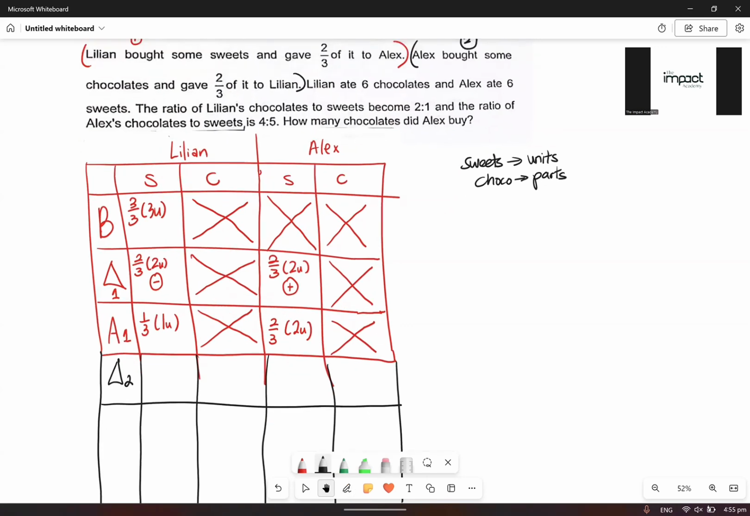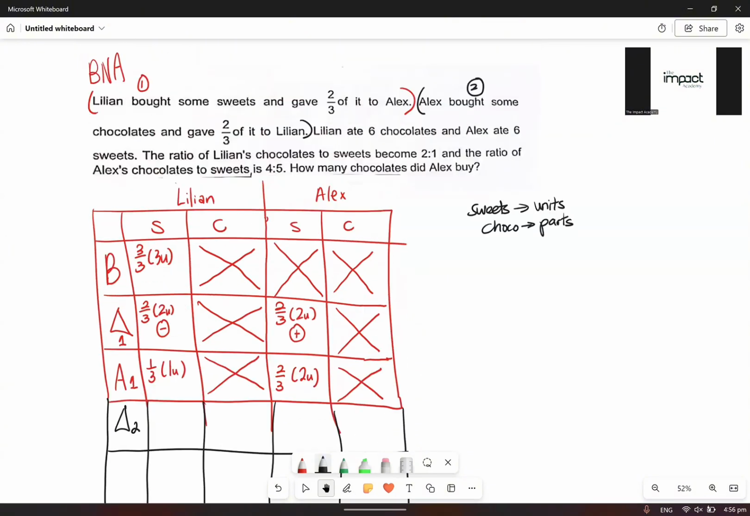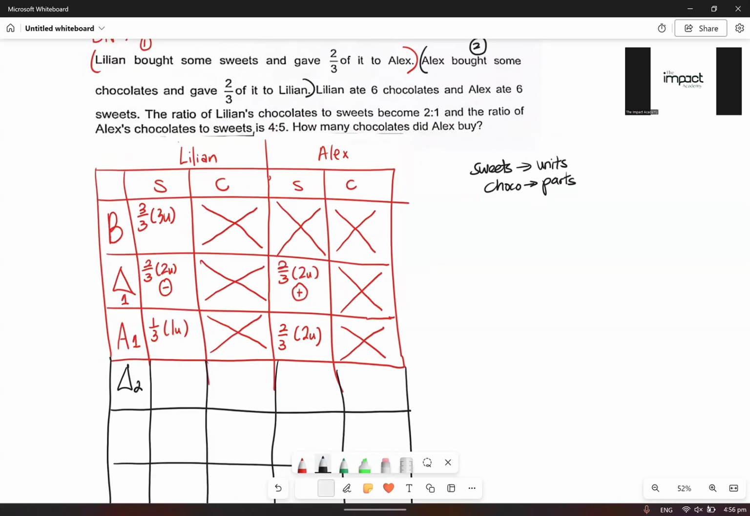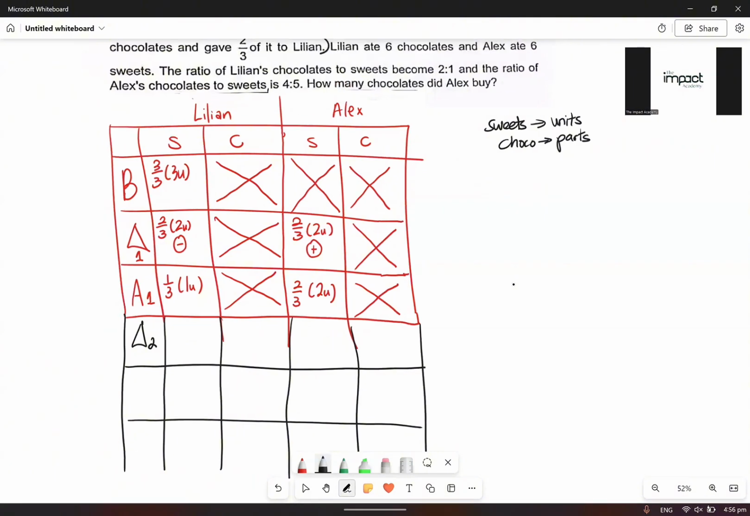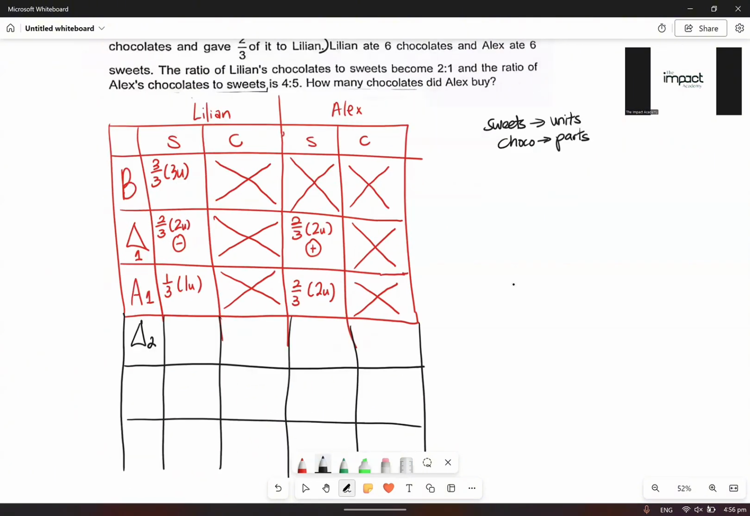Alex bought some chocolates, so I don't know how much, but I know that what happens over here is, what did he do? He gave 2/3 of it to who? To Lilian, right? So let's go on to the chocolate part.